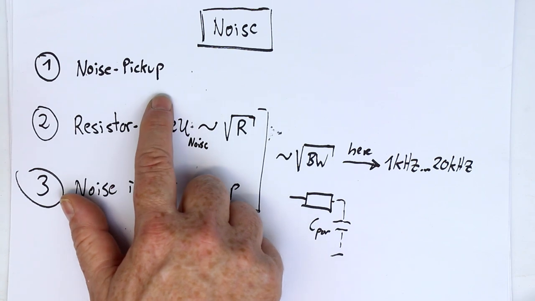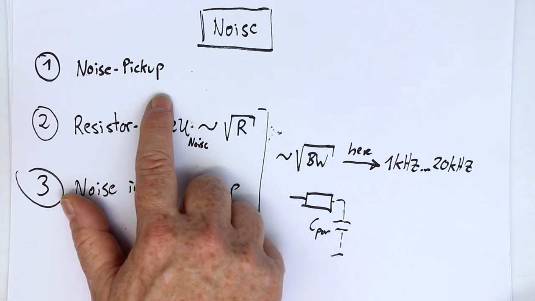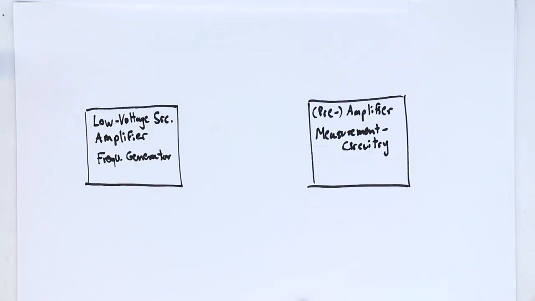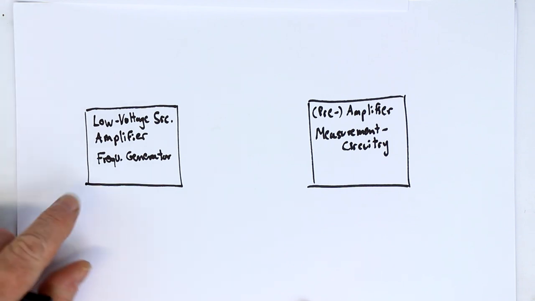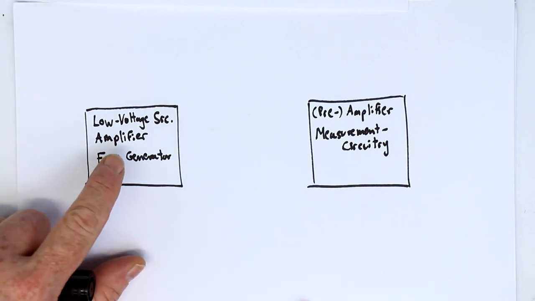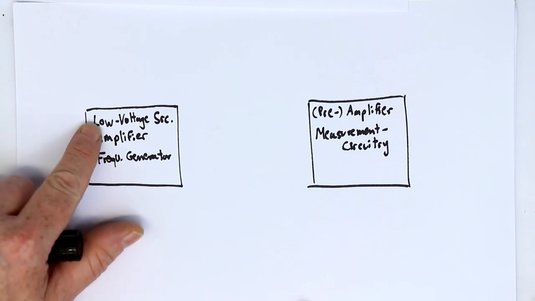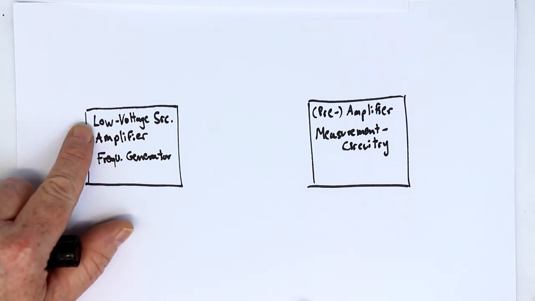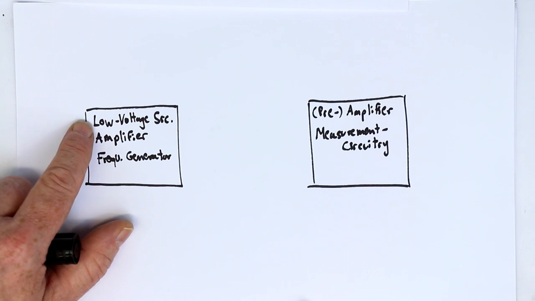So let's first deal with noise pickup from external sources. Your basic setup will always look like this. You have a source, a low voltage source, which could be the stereo pickup of your record player or any other low voltage source.